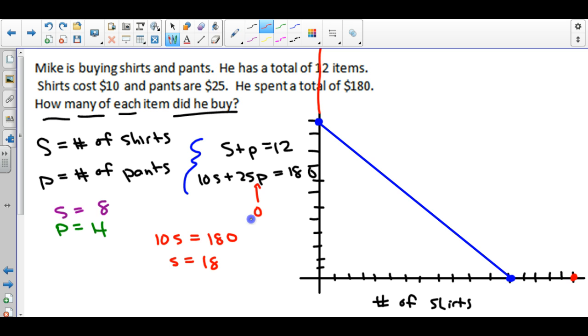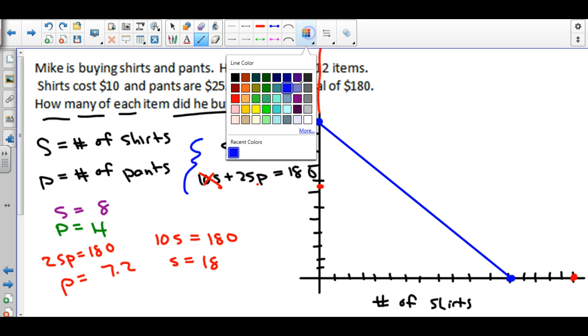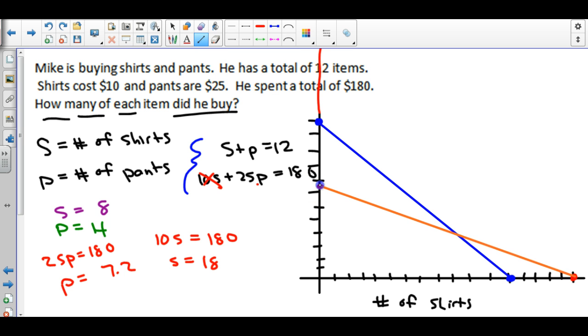I'm going to do the same thing on the other side. So let's assume that I had 0 shirts, which means substitute 0 in for s, so this would cancel out. If I do 25p equals 180, you would need to divide both sides in this case by 25, and you would get a p-value of 7.2. So I'm going to go on this axis to where 7.2 is. 1, 2, 3, 4, 5, 6, 7.2 would be somewhere about right here. Again, I have 2 points, so I'm going to graph these using intercepts, connect all the way over.